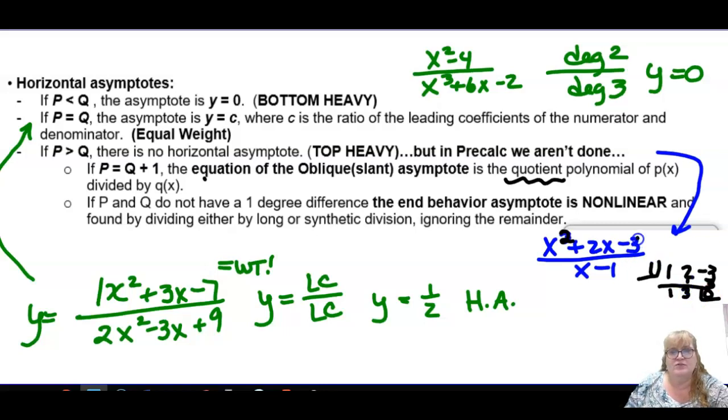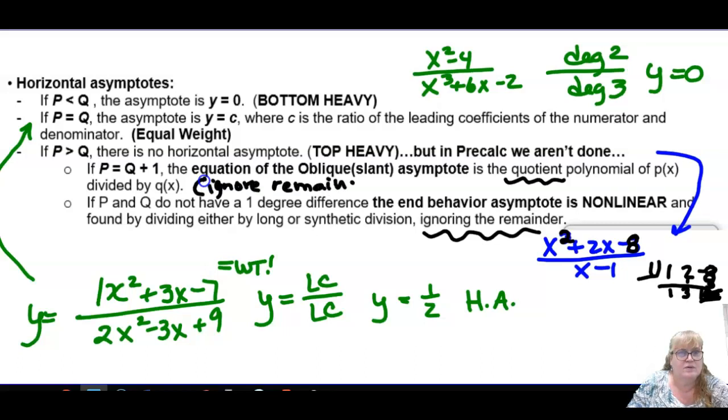All right, I'm going to change this to an 8 on the back. So it came out with a remainder. But the bottom line is you get to throw away the remainder. It says the slant asymptote is the quotient of p of x divided by q of x, and it should say ignoring the remainder. You get to ignore the remainder here too. So when we divided this out right here, we would get y equals x plus 3 as the slant asymptote.